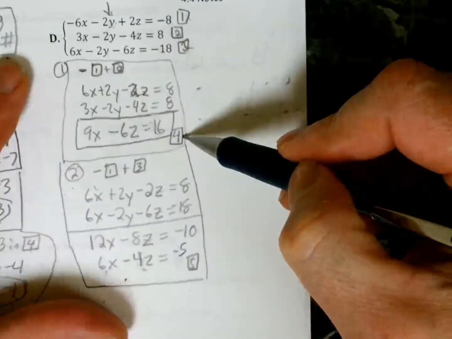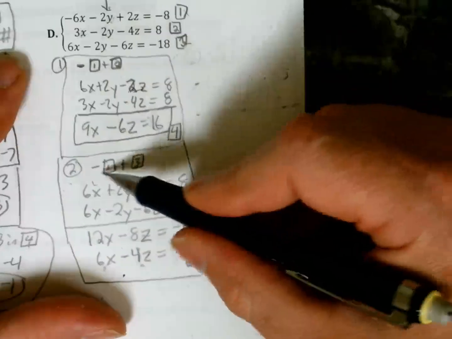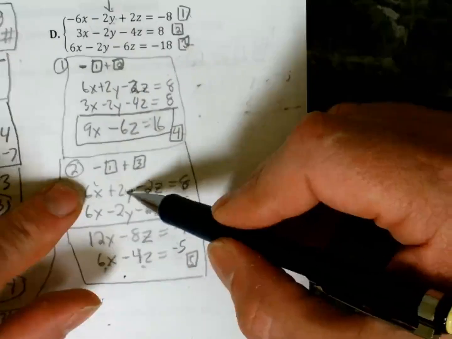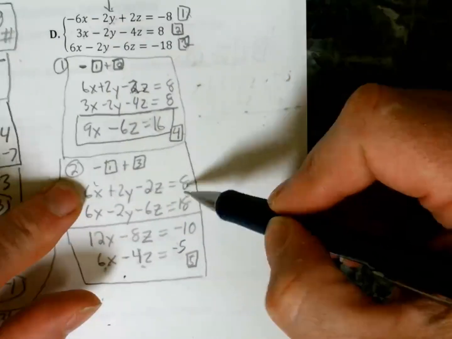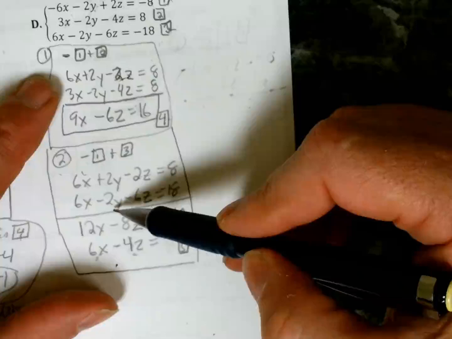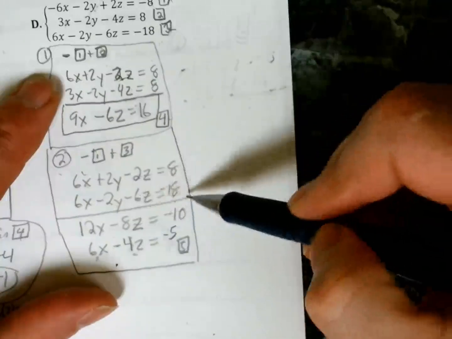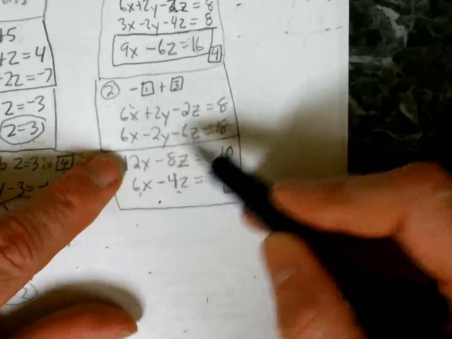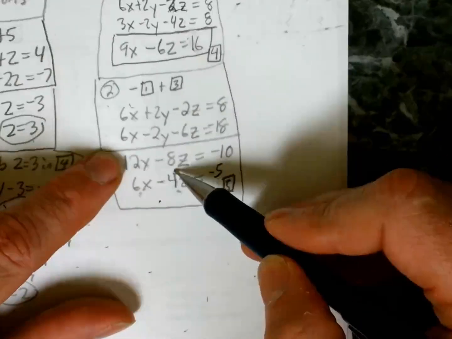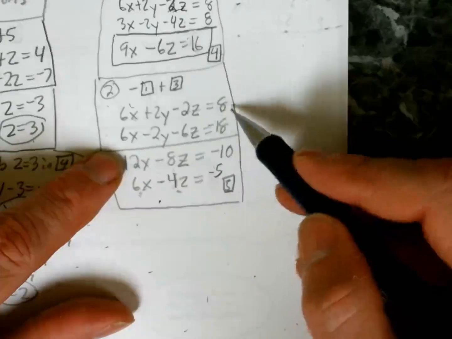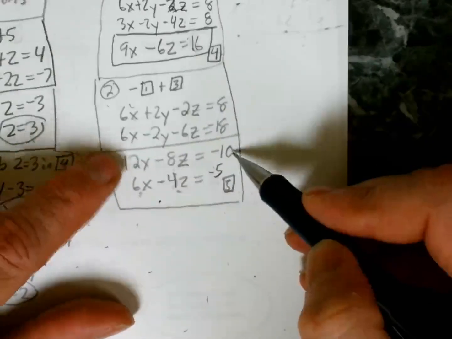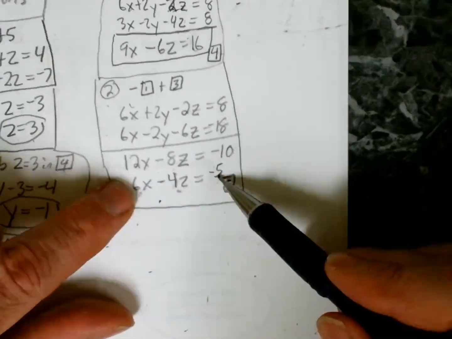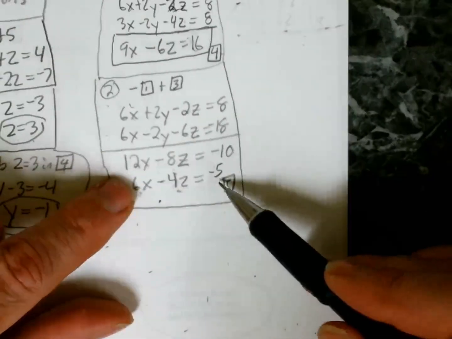All right, so we're going to use this later. I'm going to do the same thing again. We're going to say the opposite of equation 1 plus equation 3. Again, the opposite of equation 1 is the same thing, 6x, 2y, negative 2z, and 8. And equation 3 is 6x minus 2y minus 6z equals negative 18. When I added those, the 6x's made a 12x, the z's made a negative 8z, and 8 and negative 18 make negative 10. I noticed this reduced by 2, so I thought that might be a good way to go, and I just divided everything by 2. 6x minus 4z equals negative 5.